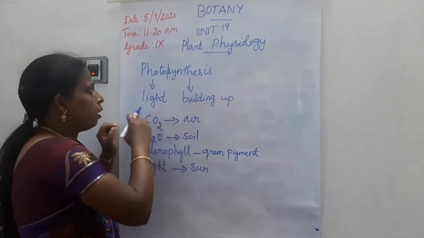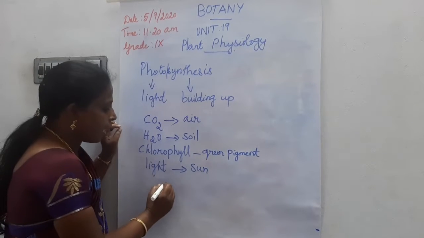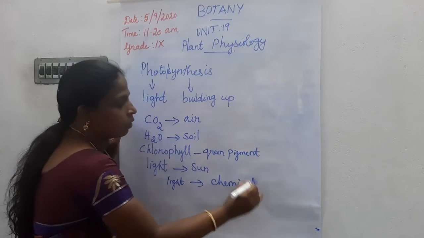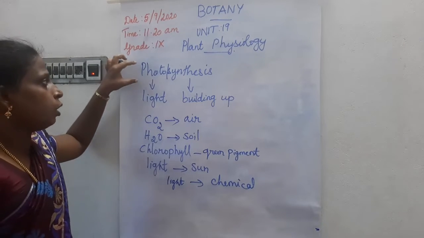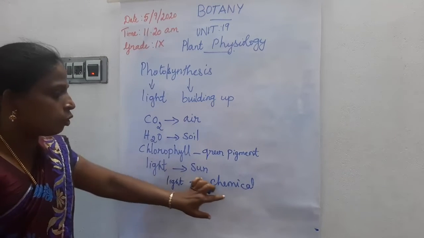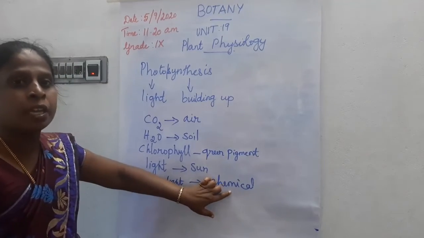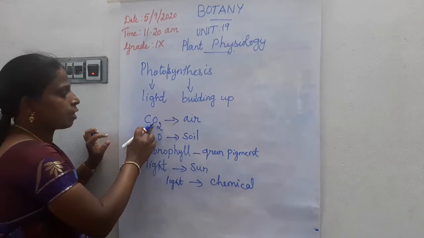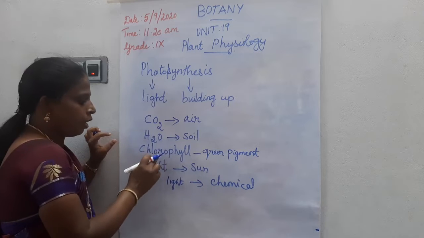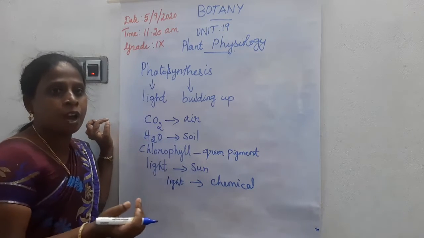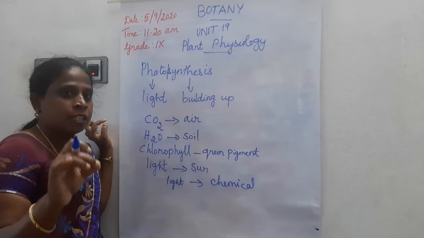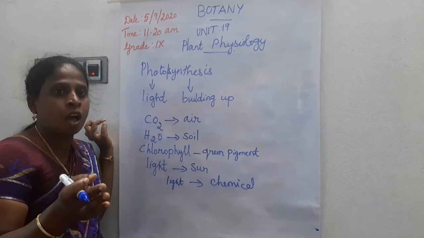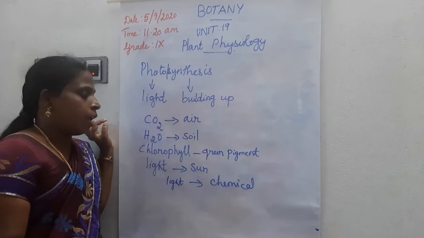In the photosynthesis process, the light energy is converted into chemical energy. So during photosynthesis they utilize materials such as carbon dioxide, water, chlorophyll and light, and they prepare the food carbohydrate. The carbohydrate is converted into starch and stored in the plant body.